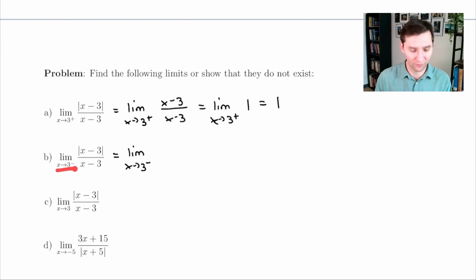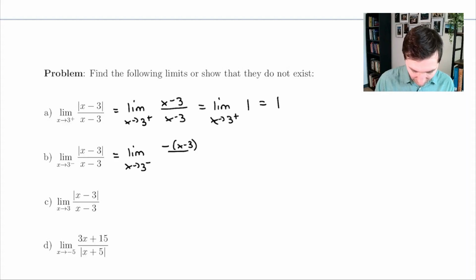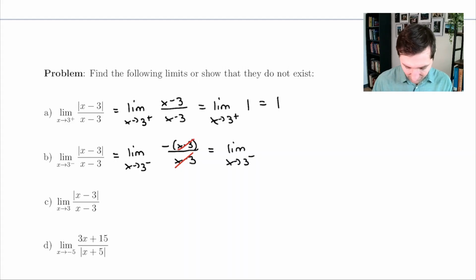As I'm approaching 3 from the left, I'm using inputs slightly less than 3, for example 2.9. If I plug in 2.9 to the expression in the numerator, inside of the absolute value I will get a negative number. So to rewrite this without absolute value signs, I simply write negative x minus 3 divided by x minus 3. Now I see that x minus 3 in the numerator and in the denominator cancel out. I can divide them out, which leaves me with the limit of negative 1. The limit of a constant is that constant, so I get negative 1.